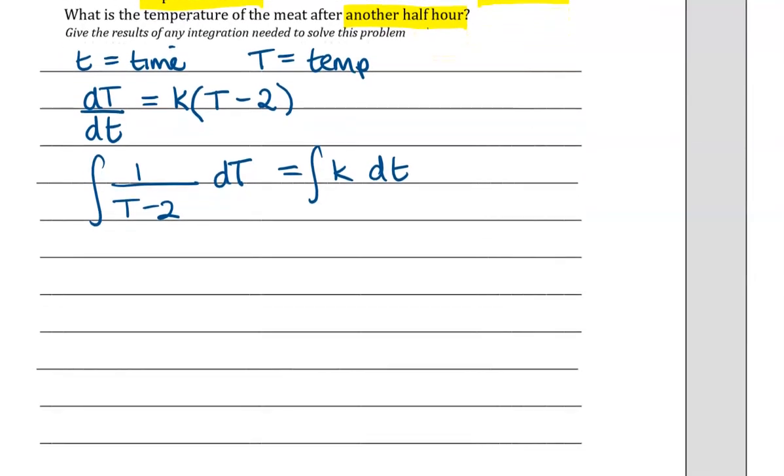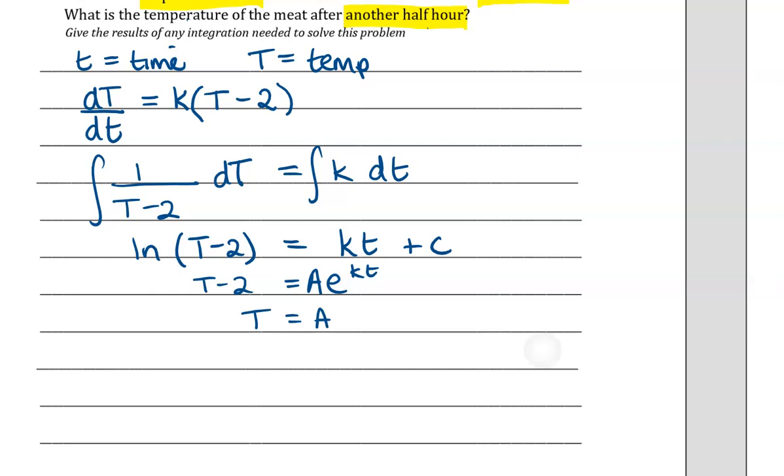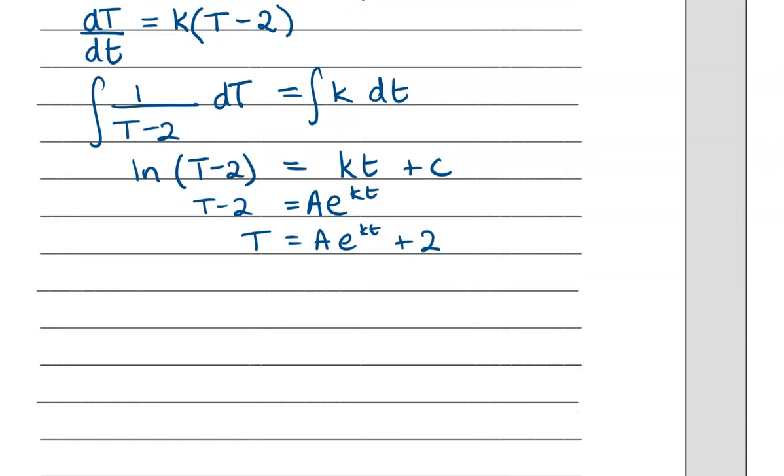So 1 over capital T minus 2 will give us the natural log of T minus 2, and k would just become kt plus some constant. So then T minus 2 would be e to the kt plus c. Now this is the same as e to the kt times e to the c, which again in itself is a constant, which we would usually just write as a separate constant like this. So then T equals A e to the kt plus 2, and we've got our function T equals something, but we've got an unknown A in there, so we need to try and work that out.